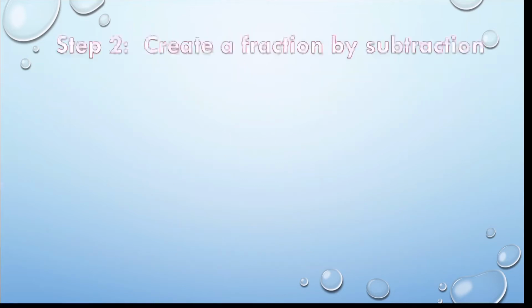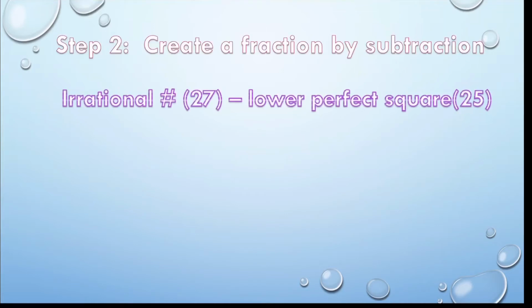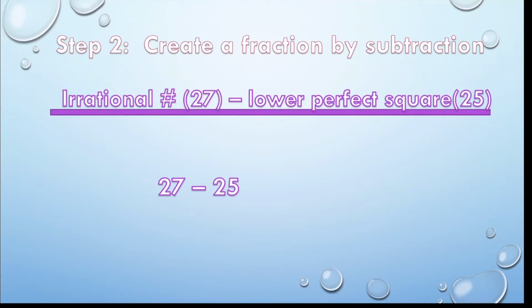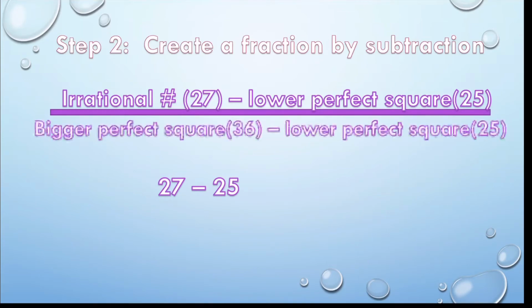Step 2, we're basically going to create a fraction by subtraction. We're going to take the number we're doing. So the rational number we're finding is 27. So whatever the problem is, and you subtract the lower perfect square. Okay? Then we're going to write our fraction bar. We're going to subtract the two perfect squares. That's always the pattern. So it's your problem minus the smaller, and then your bigger minus your smaller on the bottom. So it looks something like this.